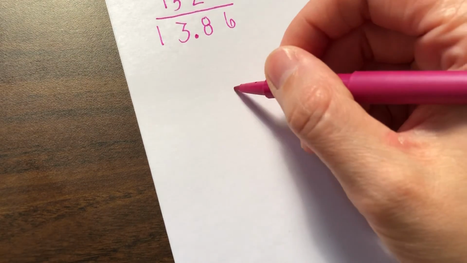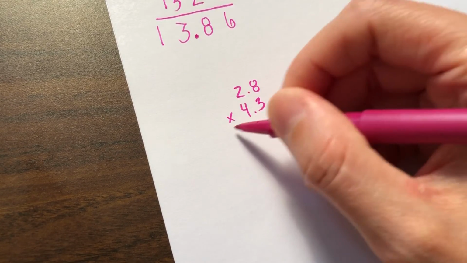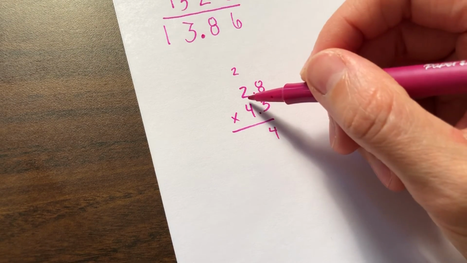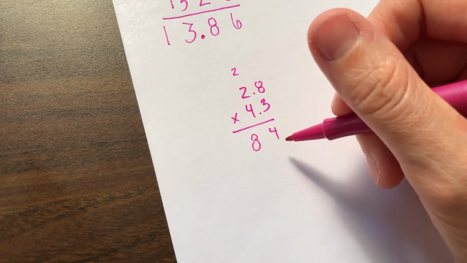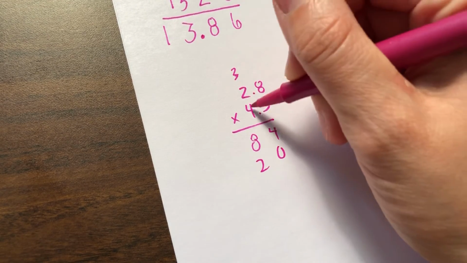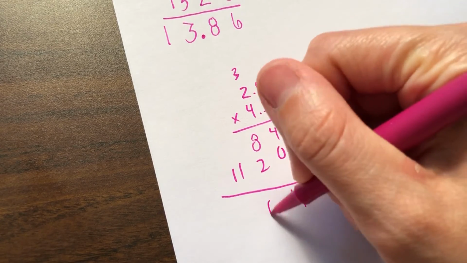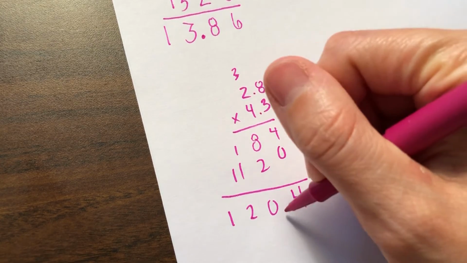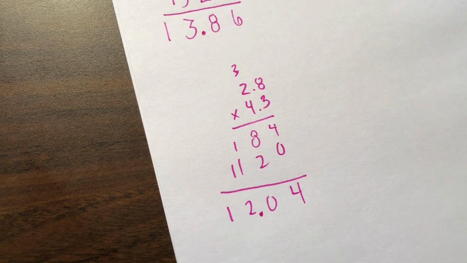So the next question is 2.8 multiplied by 4.3. Okay, 3 times 8 is 24. 3 times 2 is 6. Add 2 is 8. And drop my 0. 4 times 8 is 32. 4 times 2 is 8. Add 3 is 11. 4, 10, 2, 1. 1, 2 decimal spots. 1, 2 decimal spots. My answer is 12.04.